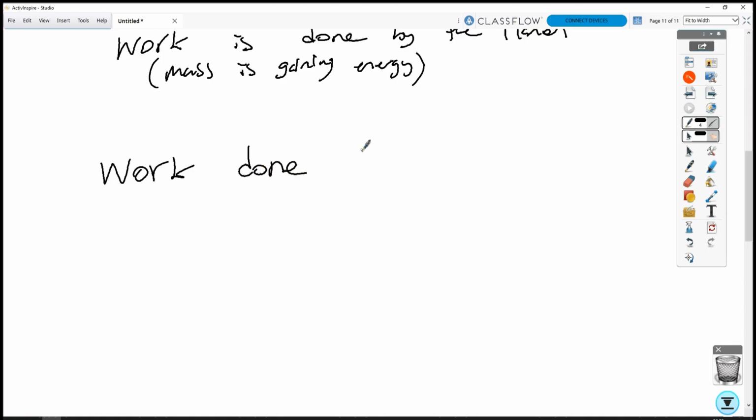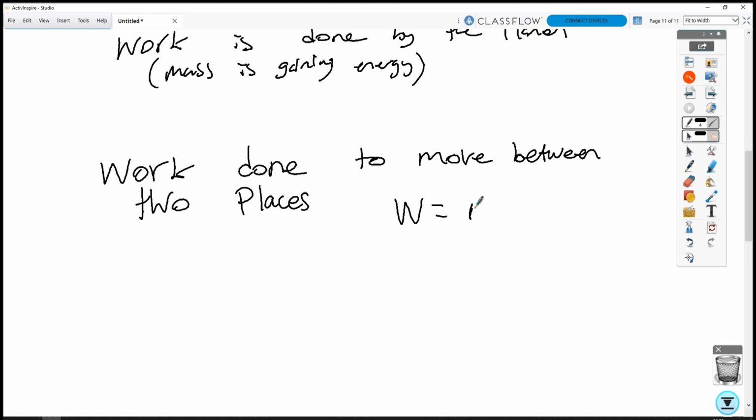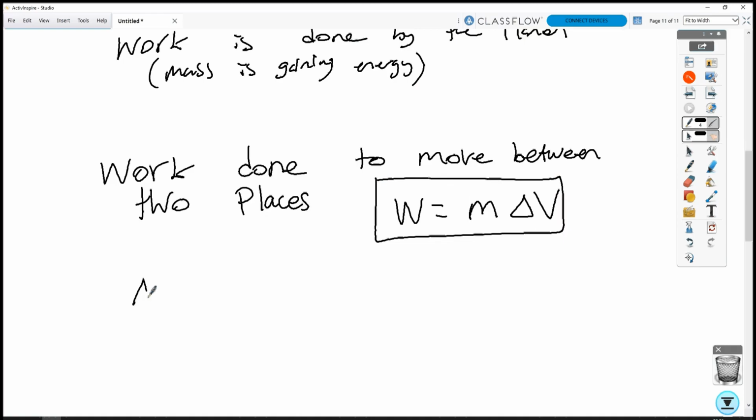So the work done to move between two places is the mass times the potential difference. Put a box around that, that's an equation you need to know. And we'll write it down here that delta V is the gravitational potential difference between two places. This is the work done in moving from one place to another place.